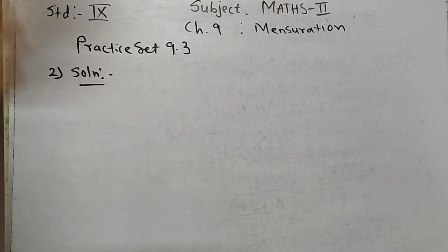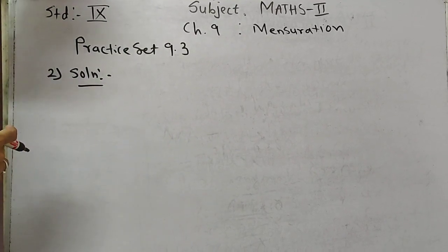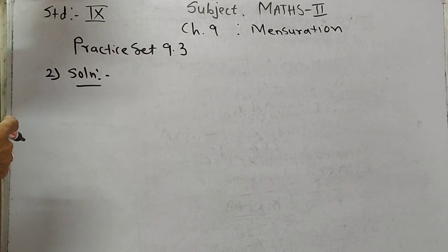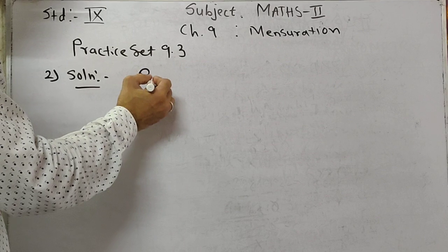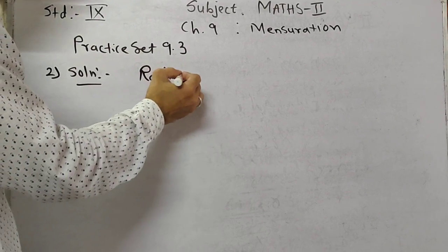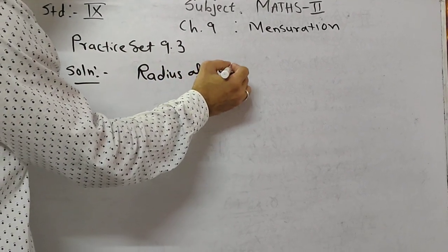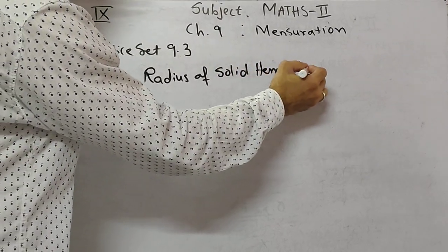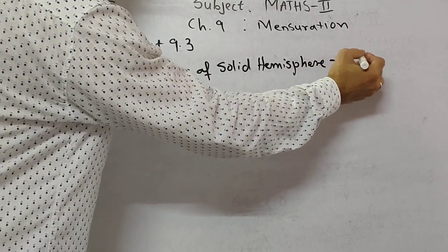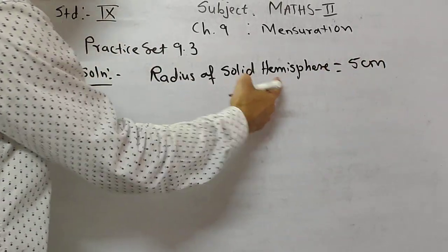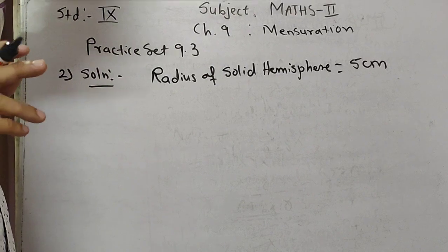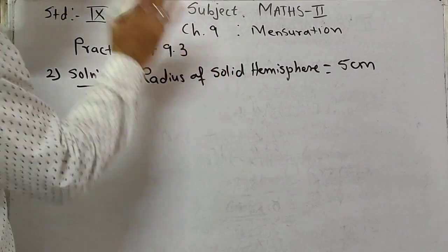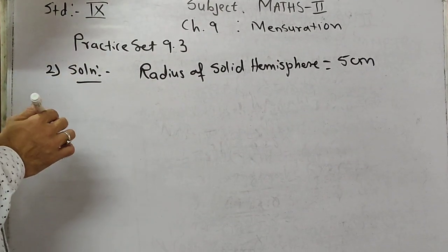Okay, now come to the second sum of practice set 9.3. In the second sum, radius of a solid hemisphere is 5 centimeter. Hemisphere, it is a half sphere. Find its curved surface area and total surface area. अभी इसका curved surface area we want and total surface area we want.